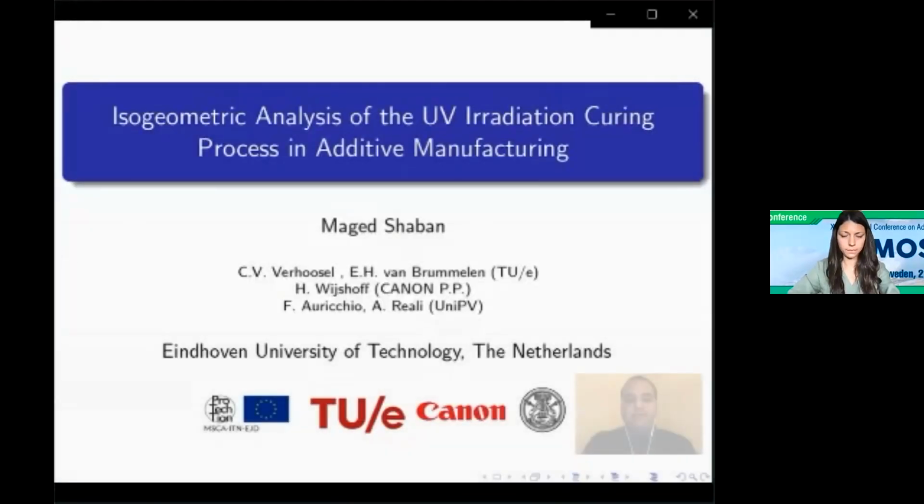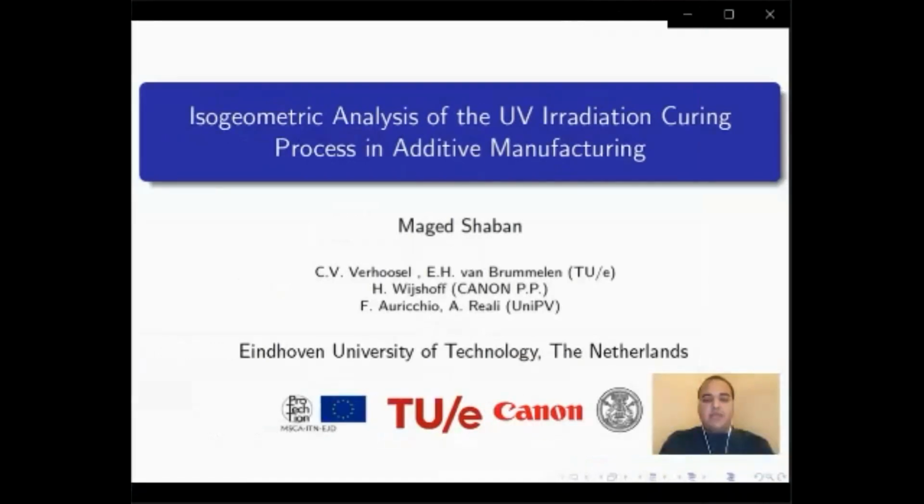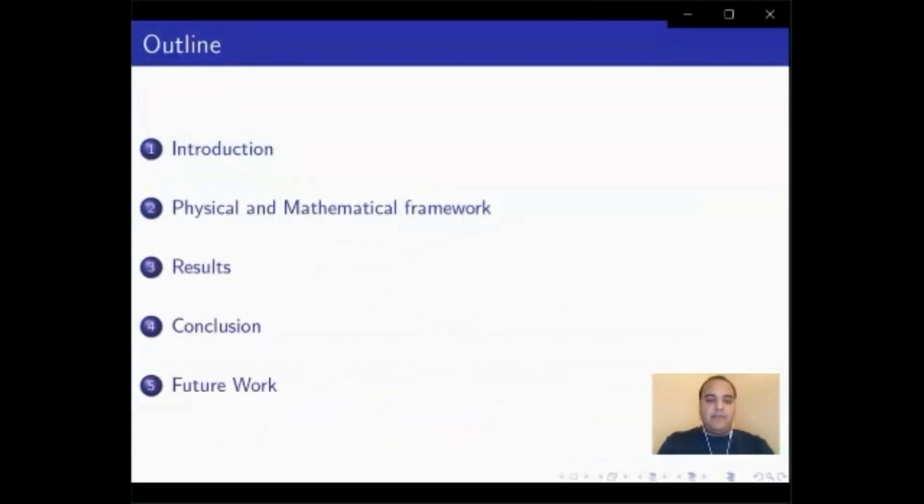Hello, everybody. My name is Meghed Shaban. I'm a PhD student at Eindhoven University of Technology in the Department of Mechanical Engineering. Today, I would like to present about isogeometric analysis of the ultraviolet irradiation curing process in additive manufacturing. This is a joint project between Eindhoven University of Technology, Canon Production Printing Company in the Netherlands, and University of Bavaria in Italy. As an outline, first I will give a brief introduction.